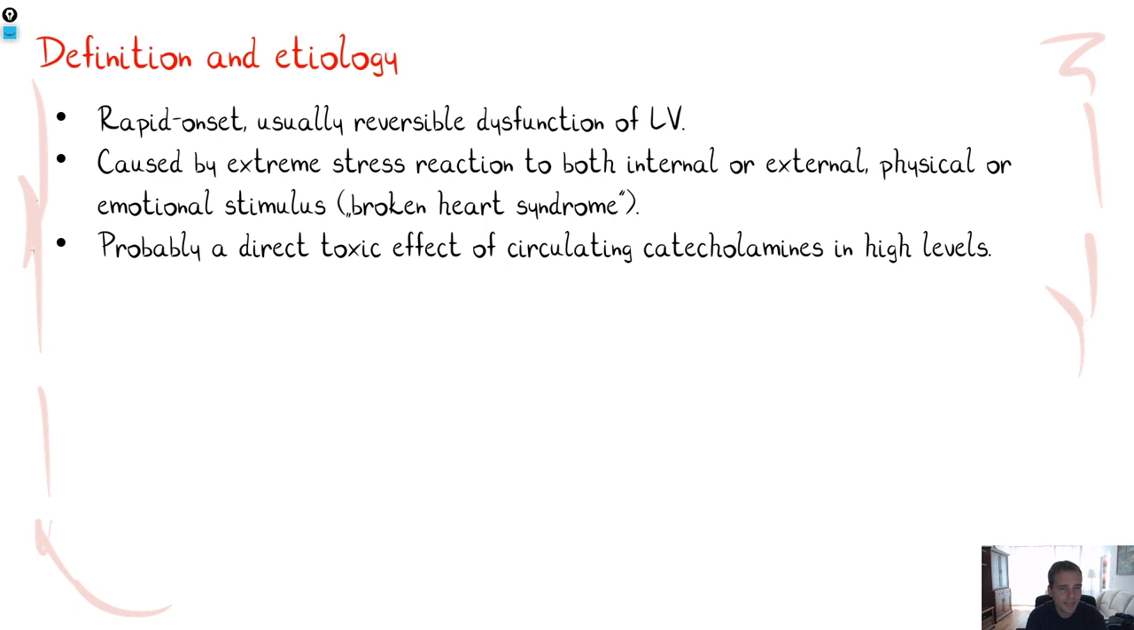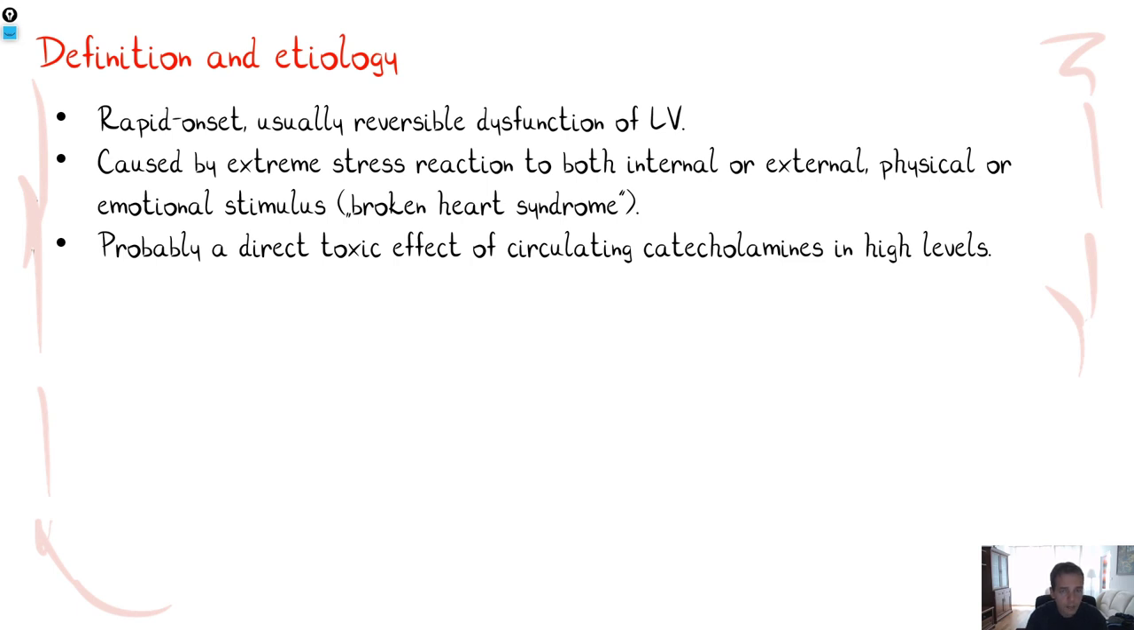And it's caused by an extreme stress reaction to either internal or external, physical or emotional stimulus. The probable underlying mechanism is the direct toxic effect of circulating catecholamines in high levels. So basically, you've got some stress reaction that leads to increased production of catecholamines into the circulation, and catecholamines in high levels are toxic to the heart. So it's basically intoxication of the heart by catecholamines.